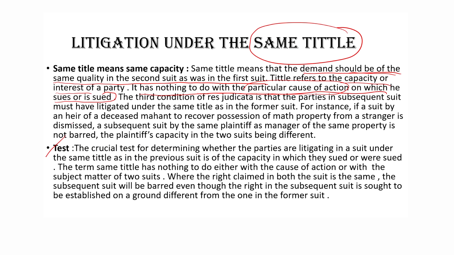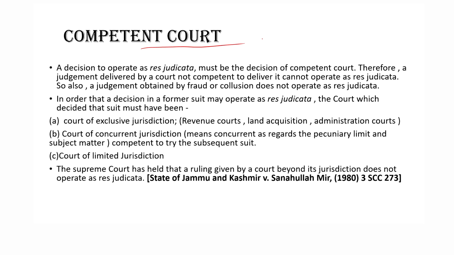And now the fourth point, that is competent court. A decision to operate as res judicata must be the decision of a competent court. This is also one thing you have to understand. A decree passed by a court without jurisdiction, without competency, is null and void, because jurisdiction and competency are almost the same thing. So the court must be a competent one. Who has decided your first case, whether the court was competent or not, that is also equally important.